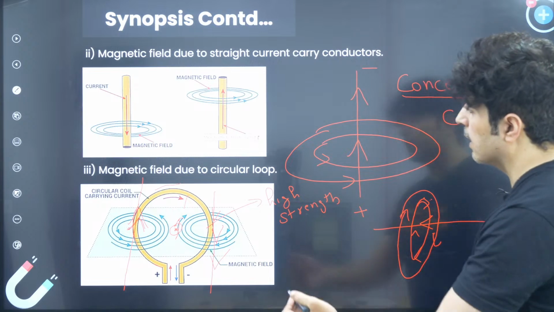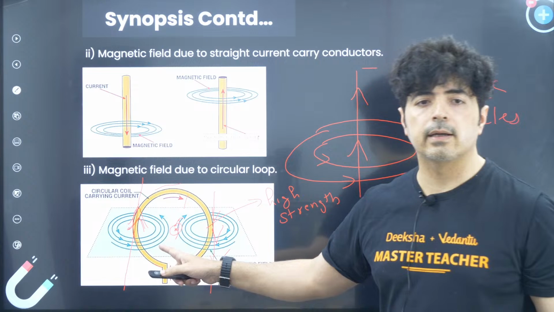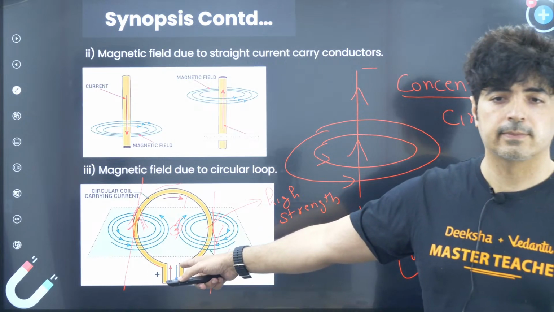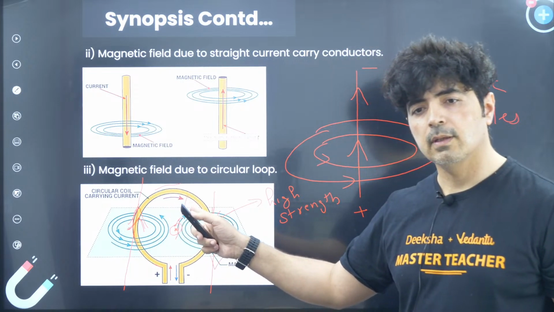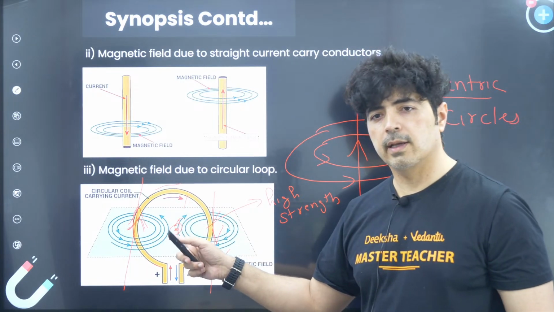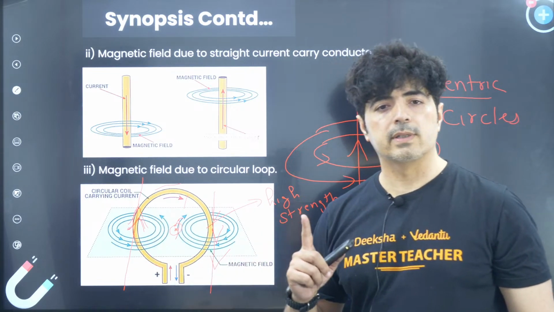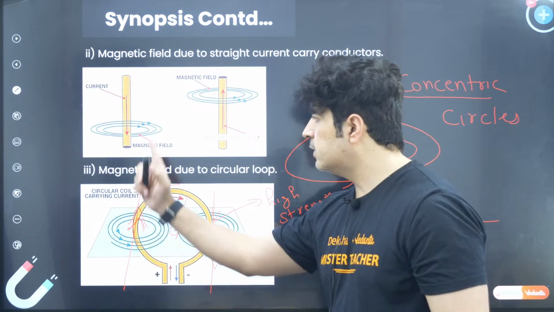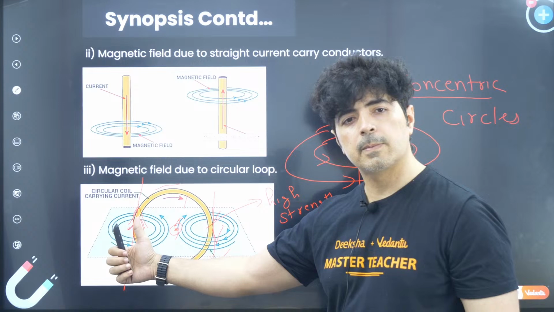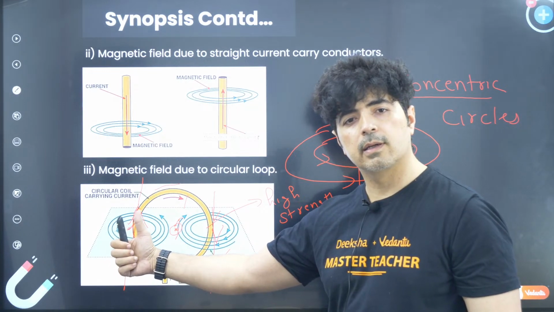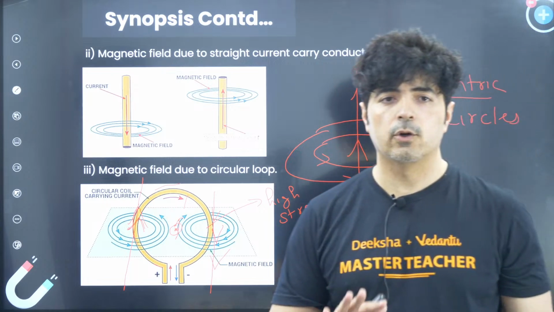Don't do that. One very important question is the loop. What they ask you in the loop is that at the center, the magnetic field is going to be a straight line. In this case, it will be going inside. These are the concentric circles. Once again, how do you find it? Plot a tangent on the loop, keep your right hand in the direction of current and curl your fingers. That's it.